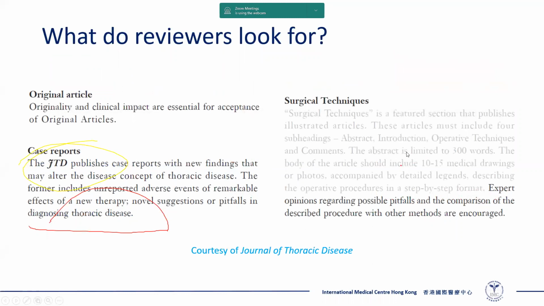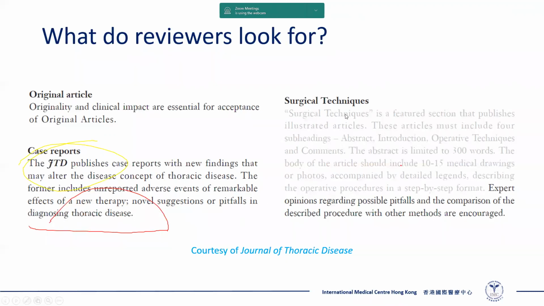Now, to help the reviewers, a lot of journals, this is just taken from the Journal of Thoracic Disease website, actually help both the authors and the reviewers. They actually say exactly what they're looking for. For example, JTD in the original article, if you go to the website, Instruction for Authors, they will tell you exactly what they're looking for. They're looking for originality. They're looking for clinical impact. If you want to submit a case report to JTD, this is what they look for. Okay, they're looking for unreported adverse events, novel suggestions or pitfalls in diagnosing this disease, etc., etc.